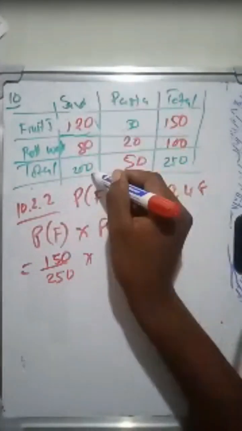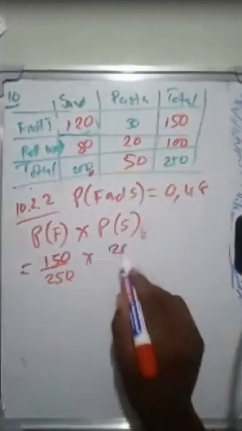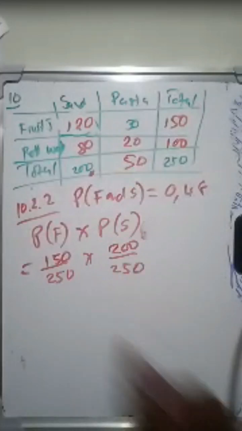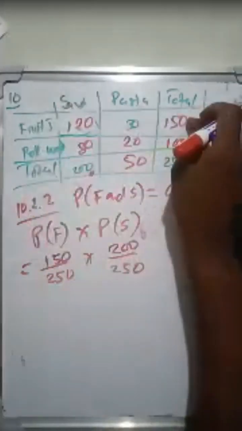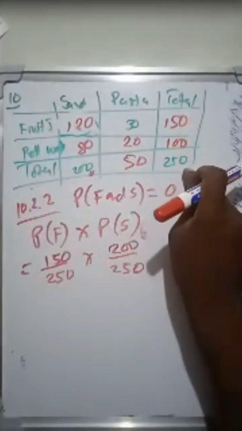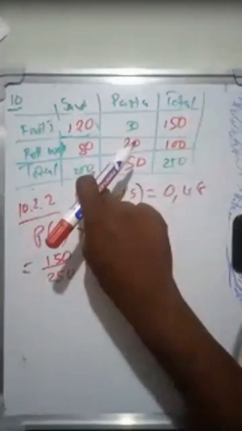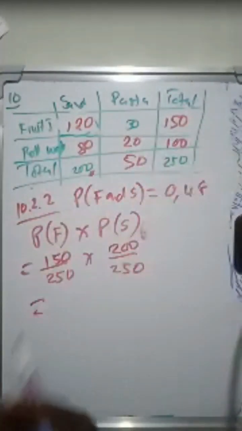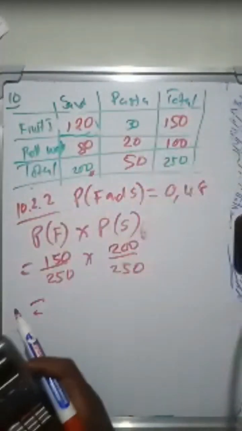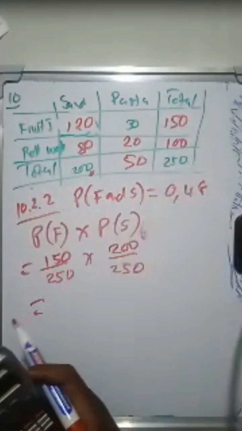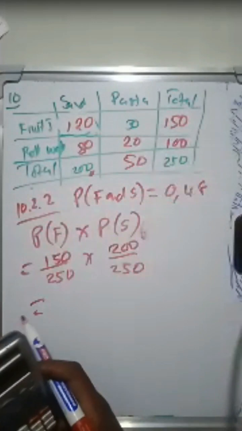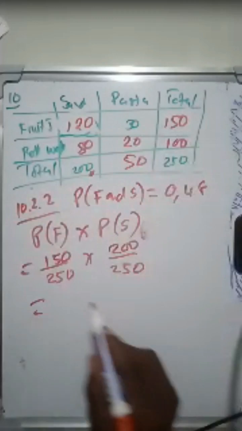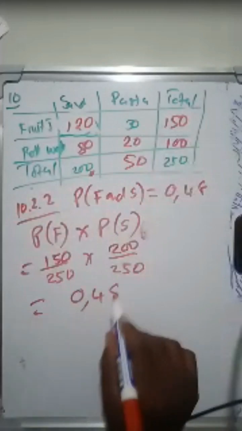So the probability of fruit juice is 150 over 250, times, what is the probability of sandwich? There we have sandwich. The total for sandwich is what? 200 over 250. So if we multiply the two, what do we get? 150 over 250 times 200 over 250. We see that we get 0.48.